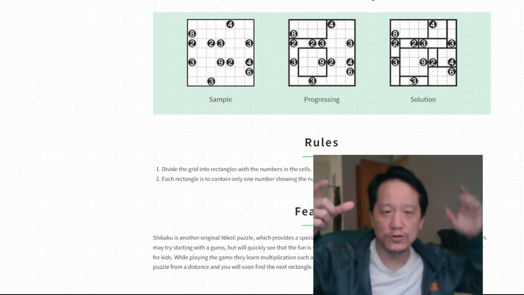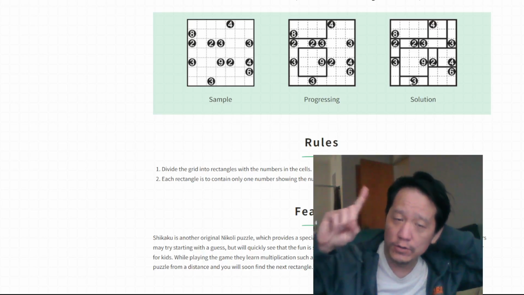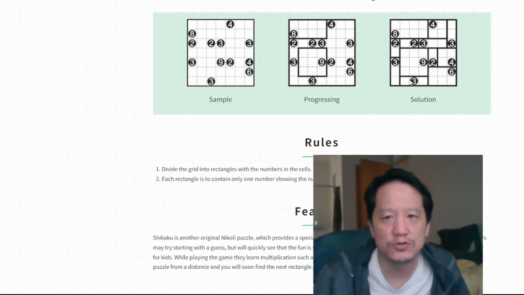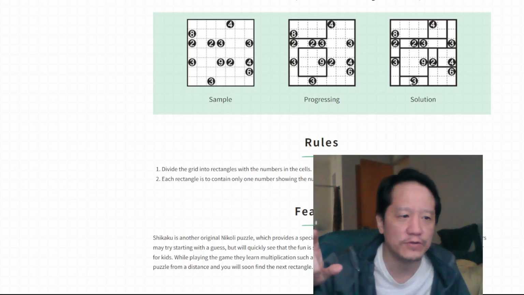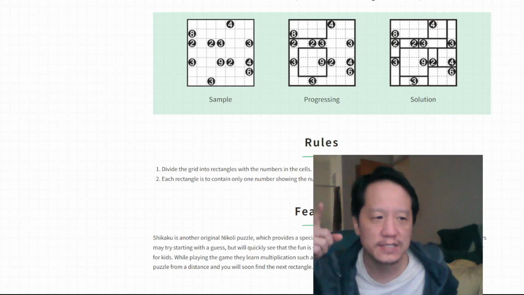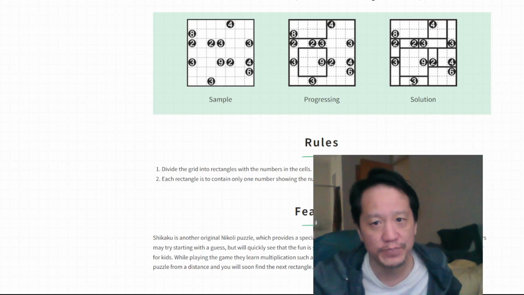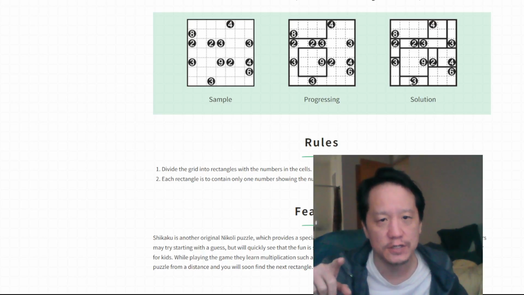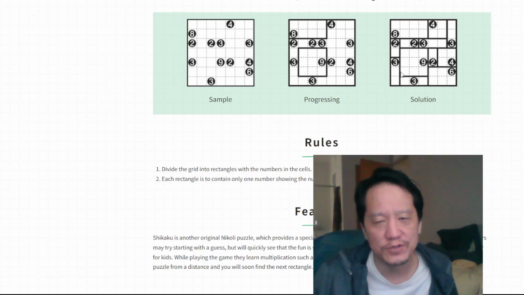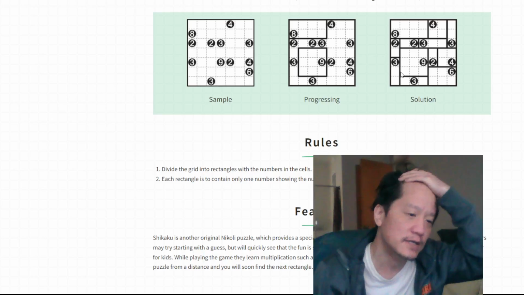So every circle is part of a rectangle, and you divide the grid into these rectangles, which must contain a digit for every rectangle. And that digit is the size of that rectangle. You could have a 7 rectangle; it's a 7 by 1, right?